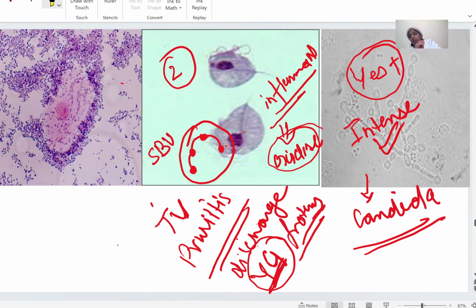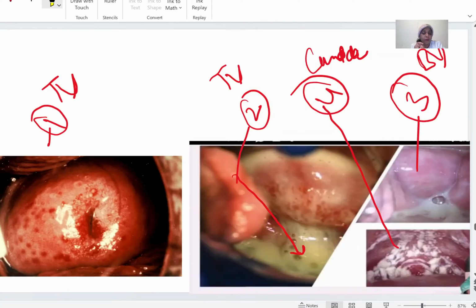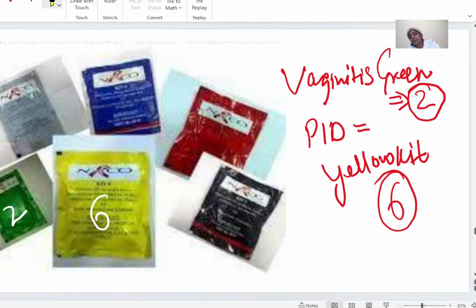Okay. Now the first image is the strawberry cervix. Okay. Second is the yellowish green discharge of Trichomonas vaginalis. Strawberry cervix is also found in Trichomonas vaginalis. Fourth is the Candida curdy white discharge. Third is bacterial vaginosis. Okay. Second kit or the green kit is for vaginitis, and sixth kit or the yellow kit is for PID.